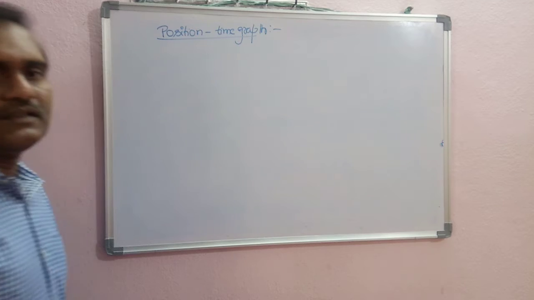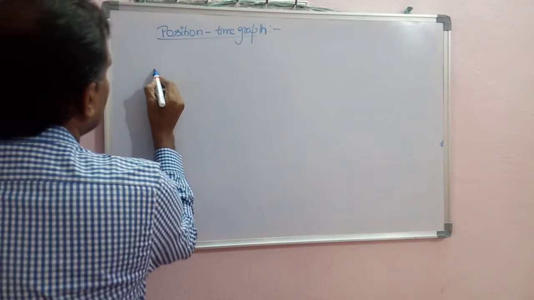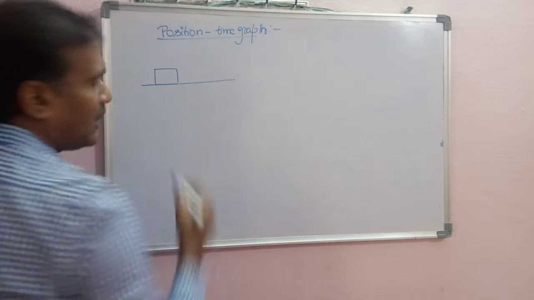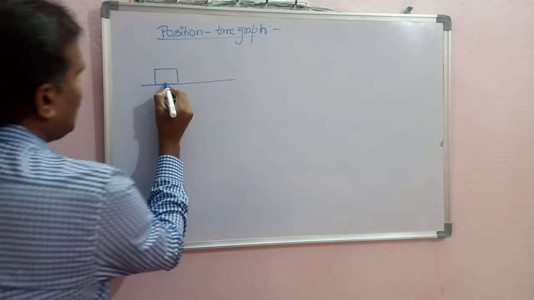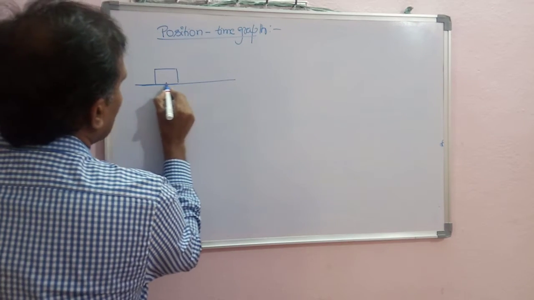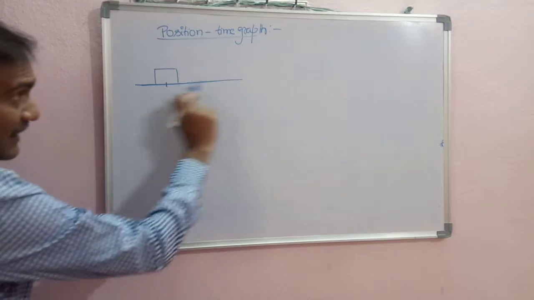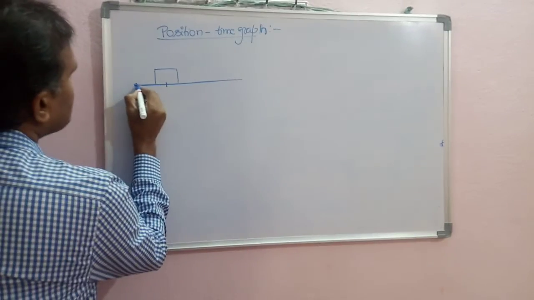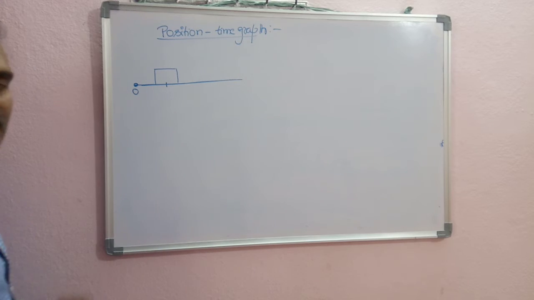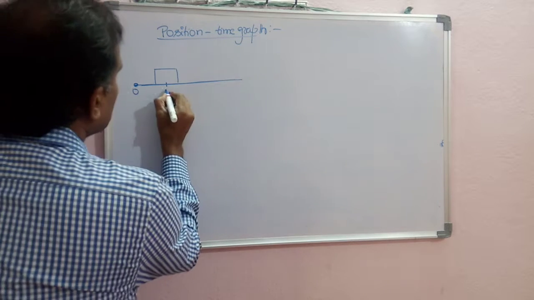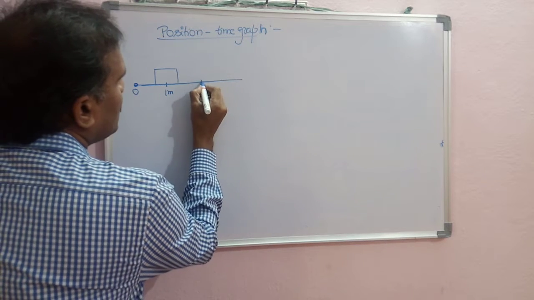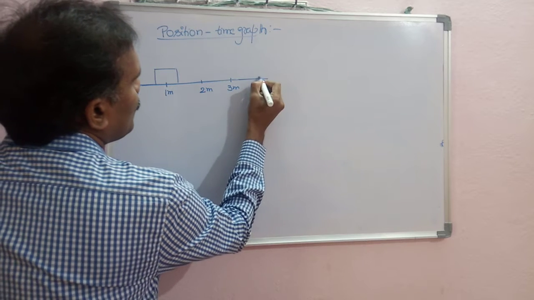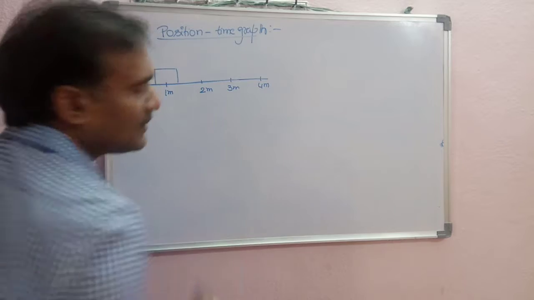First, we will consider an object placed on the positive x-axis. Its position is 1 meter initially. Here it is 2 meter, 3 meter, 4 meter, like this.